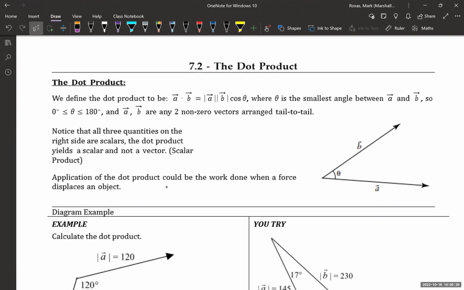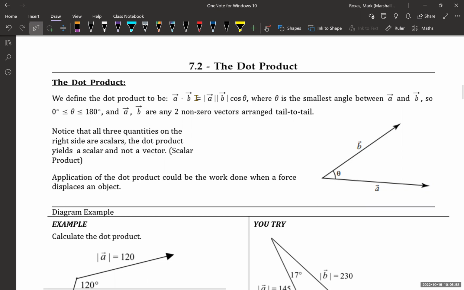So we've learned so far how to multiply a scalar and a vector back in section 6.3. And the result of multiplying a scalar and a vector was another vector. Here we're going to do a different kind of multiplication called the dot product. We define the dot product as follows. We have two vectors we're going to multiply, a and b, with a dot between them to represent that multiplication. And that's my dot product.